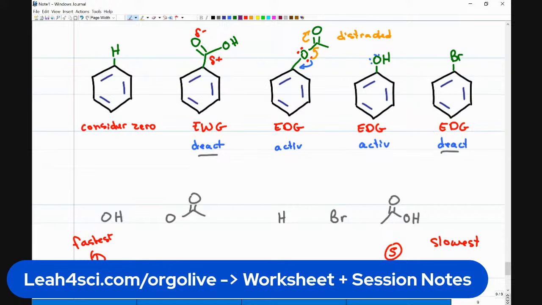Now that we know what they are, let's go through it in more detail. The absolute fastest is having an OH, pure focus on resonance. The second, why am I putting a 5? 1 is the fastest. The second fastest is the one that can resonate but is slightly distracted. The third one is hydrogen, which is my ground zero. The fourth one is bromine, which is a deactivator but very, very mild. And the last one is a carboxylic acid because it has that partially positive carbon and it is not very happy.